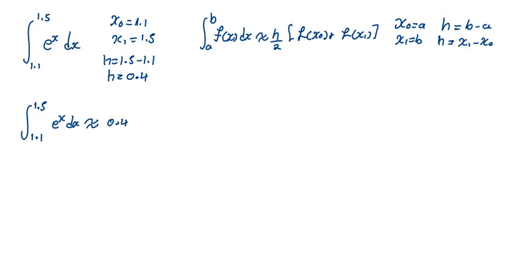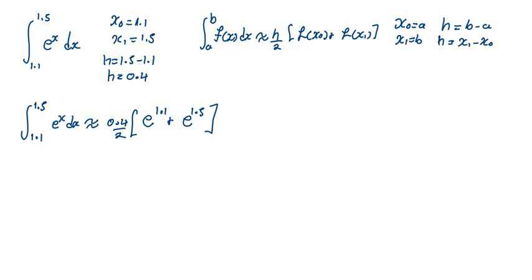So we say 0.4 divided by 2, then f of x naught. In this case our f of x is e to the x. Where there's x here, you substitute with what our x naught is. Our x naught is 1.1, so that would be e to the 1.1, then plus e to the x, where this x is going to be 1.5, which is our x sub 1. So that would be e to the 1.5.